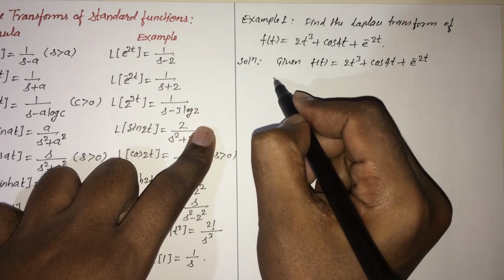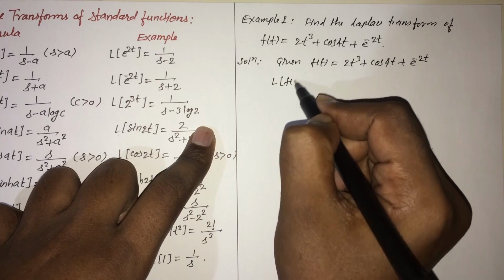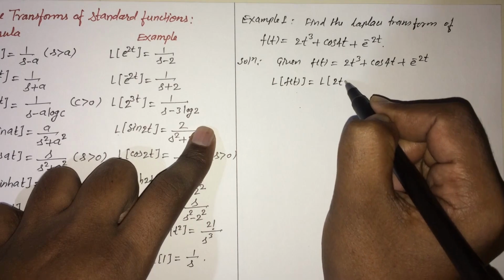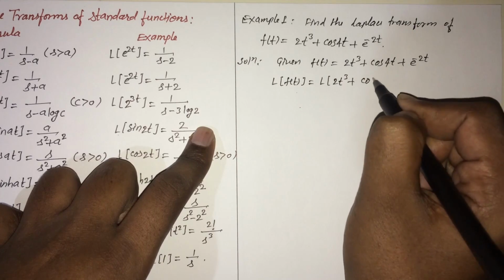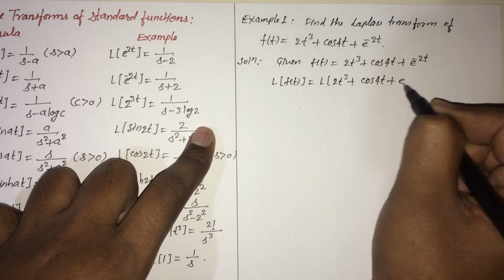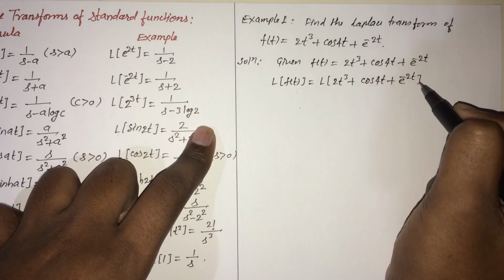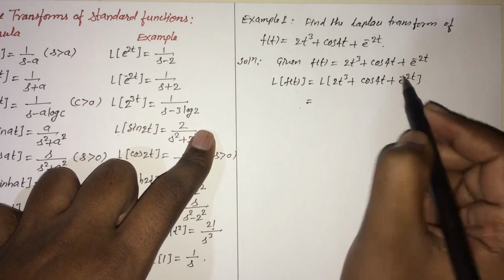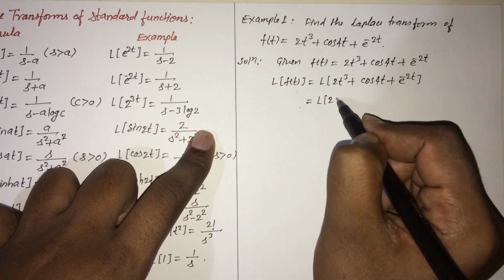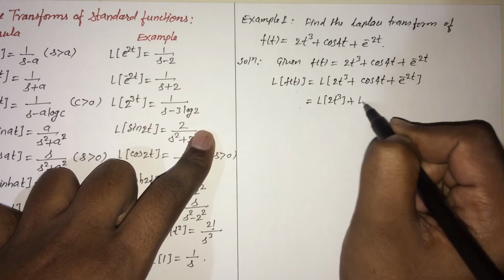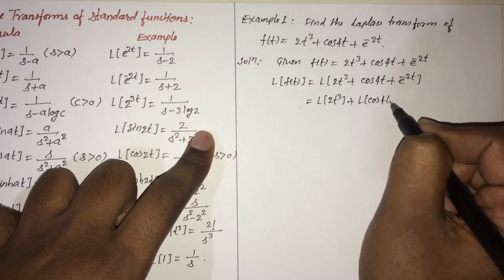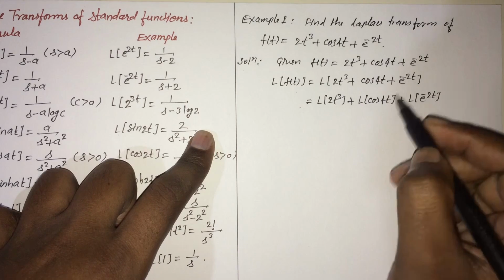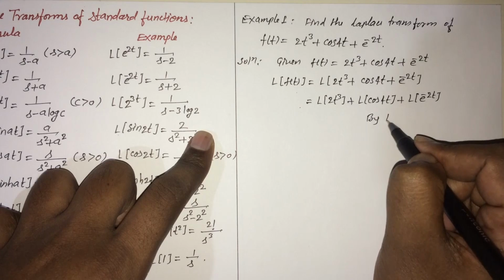Applying Laplace transform on both sides. So L of f of t equal to L of 2t cubed plus cos 4t plus e raised to minus 2t. Now apply the linearity property in this function. So L of 2t cubed plus L of cos 4t plus L of e raised to minus 2t. Why is this so? By linearity property.